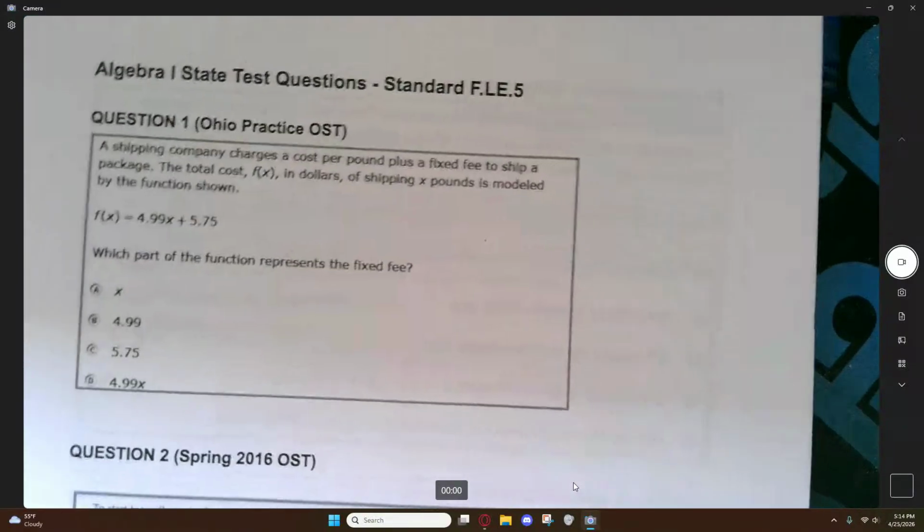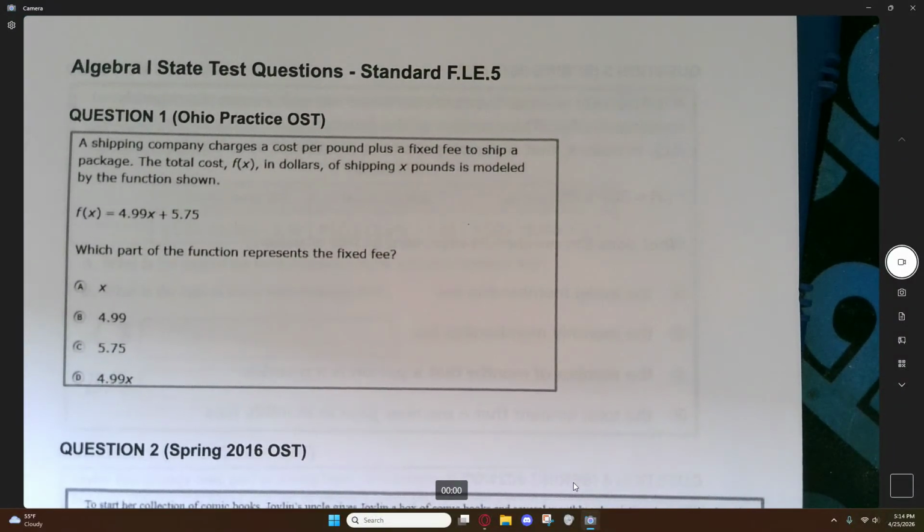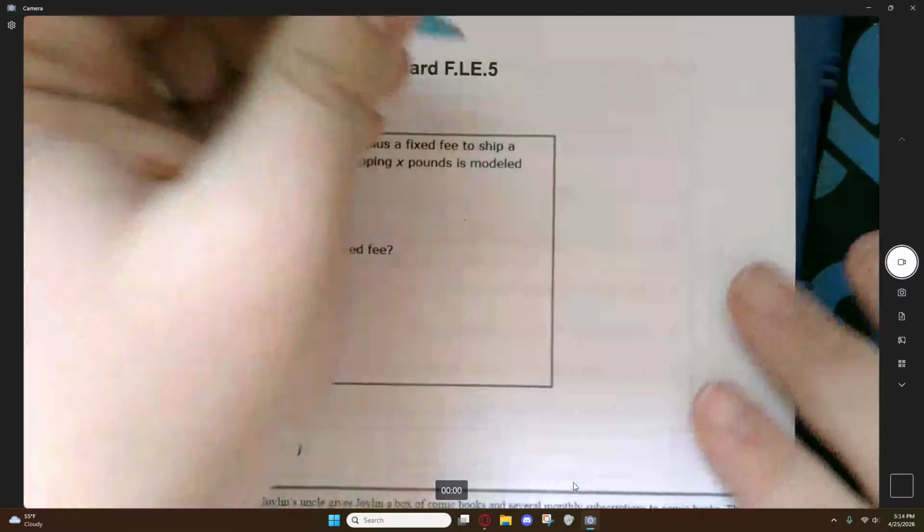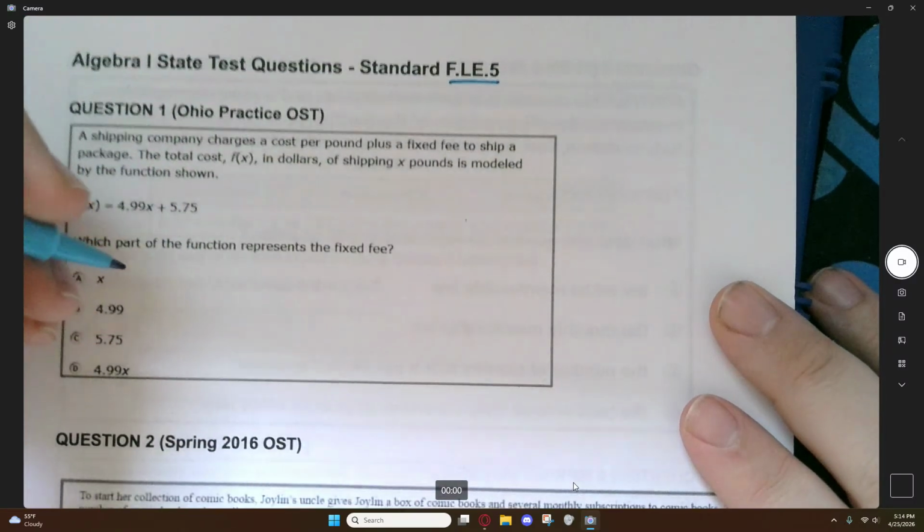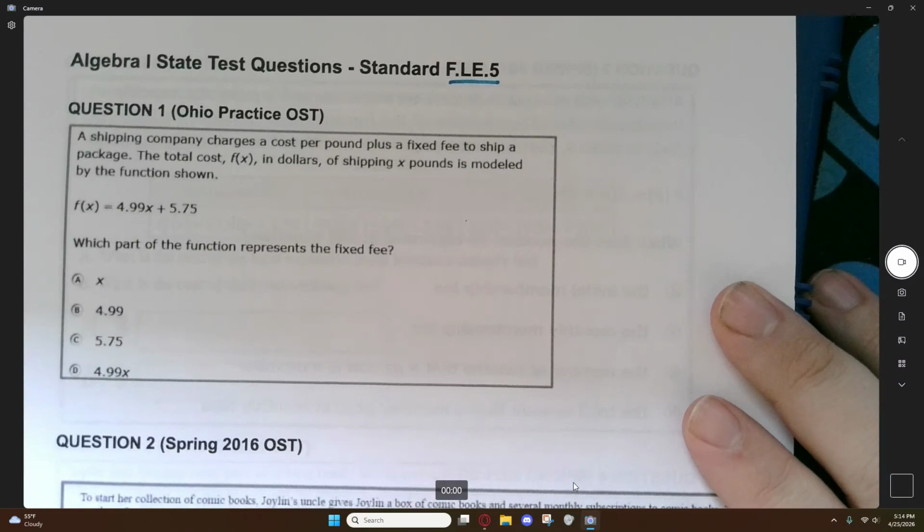Alrighty, we are back for another Algebra 1 state test review video. Today we're talking about standard F.LE.5. So let's jump right in.